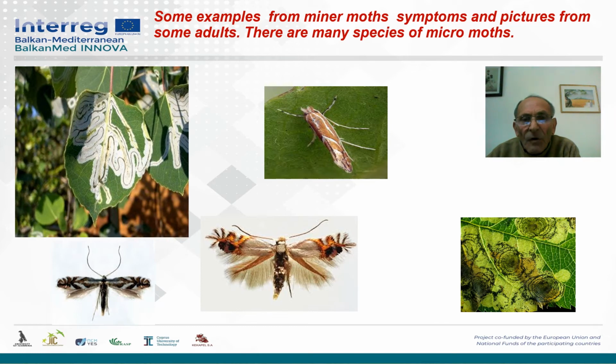Some examples of leaf miner moth symptoms and some pictures of adults. There are many species of micromoths. We see here more or less the form of life of leaf miners. They have so many species but are very small and have different colors and different forms. According to the species, we are able to determine the symptoms. We see here different forms of mine related to the different species of leaf miner.